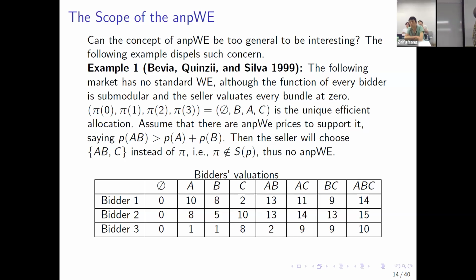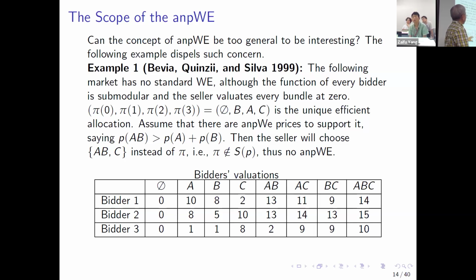Actually, every utility function in this example is submodular, and there's no standard variation equilibrium for this example. So are the goods substitutes here? No, sorry, yes, it's substitutes.